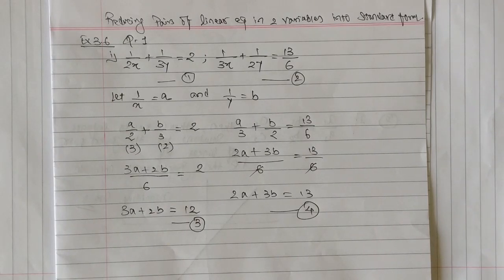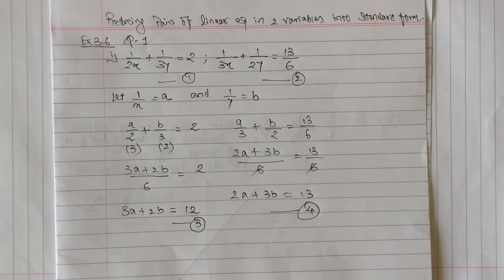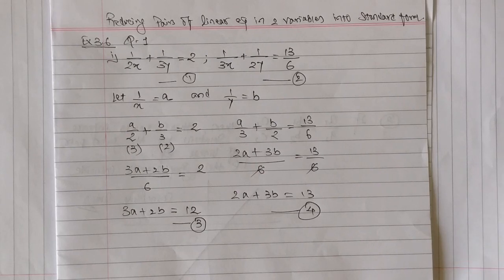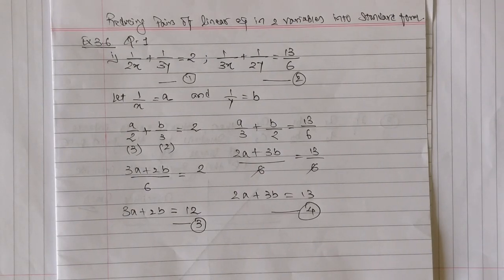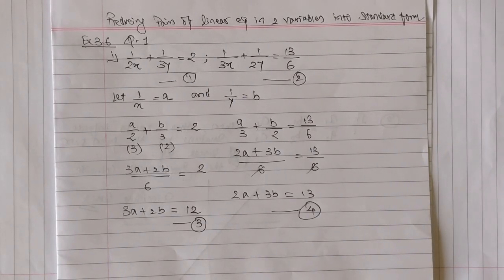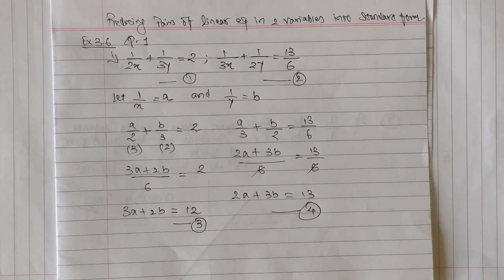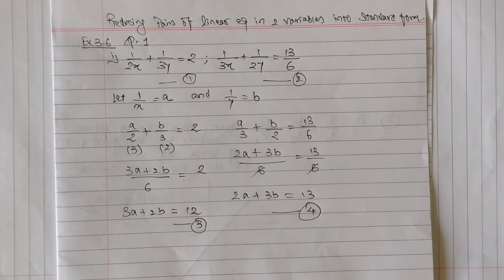So what I did here is I converted these two equations, in which there were x and y in the denominator, into two equations which are much simpler. Of course, I changed the variables into a and b, but what we have to do now is solve these two equations, that is equations 3 and 4, find the values of a and b, and then find the values of x and y. So the question becomes a little longer. These questions are always asked for 4 marks because these are long questions.